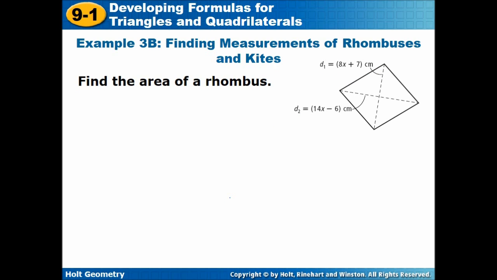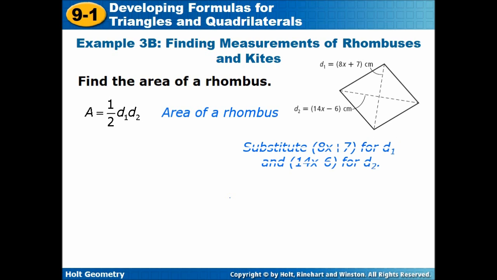Now let's find the area of a rhombus. So in this case, you have a rhombus, and you're told that d1 is 8x plus 7 centimeters, and d2 is 14x minus 6 centimeters. Let's apply the formula. So the area of a rhombus is, again, area equals 1/2 d1 times d2. Now let's substitute. So we're going to substitute the two diagonals, and this time we're going to find the area.